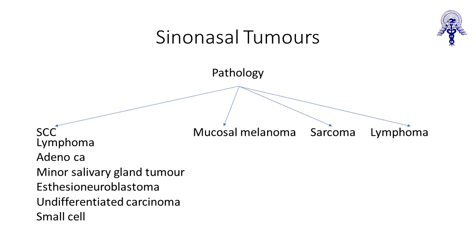Now there are some scenarios and what are the treatment options. So sinonasal tumors can be broadly pathologically divided into squamous cell carcinoma, adenocarcinoma, minor salivary gland tumor, undifferentiated carcinoma, small cell carcinoma, etc. Melanoma, sarcoma, lymphoma. Other than this, lymphoma can be there also. So this is one group, these are the other groups.